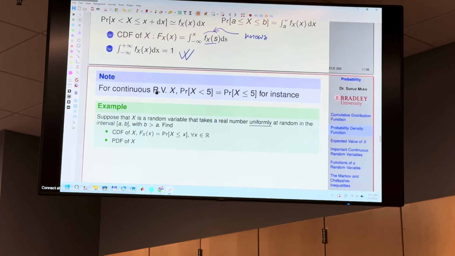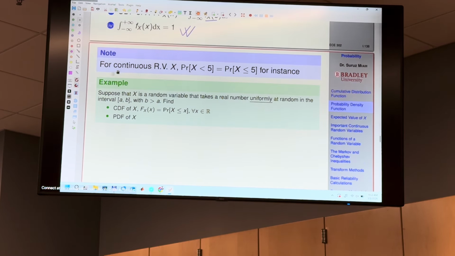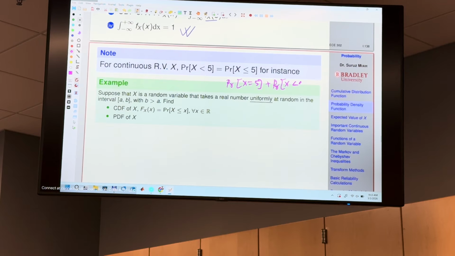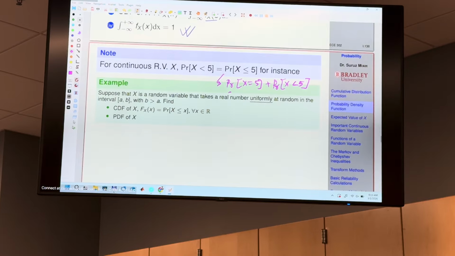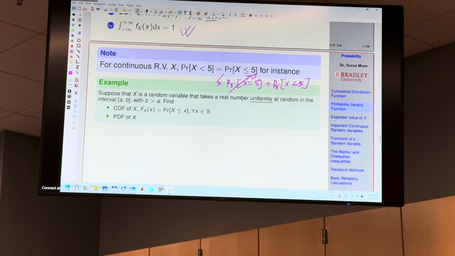Now, even though I mentioned this several times, for continuous random variable x, the probability that x less than 5 is exactly the same as probability that x less than or equals 5. Why? Because the probability that x equals 5 plus probability that x less than 5 is basically the probability of x less than or equals 5, and the probability that x equals 5 is zero.